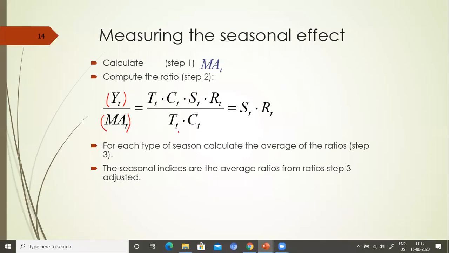Now we have a moving average value. Moving average value basically can be thought of as T and C. If you divide this out, do the math there, you're left with just the seasonal component and the random component. The random component has no estimation. What we will do is use this relationship of the value of the time series and the value of the moving average to calculate what we call the seasonal index. For each type of season, calculate the average of ratios.